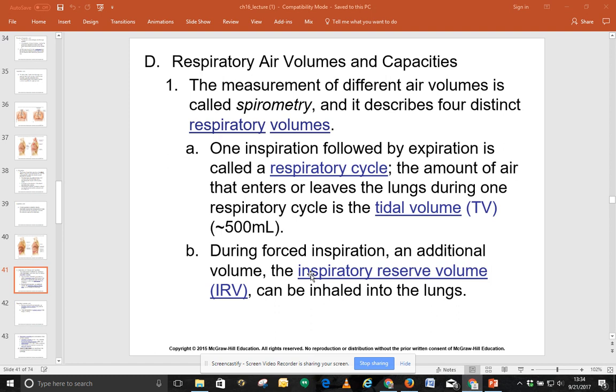During forced inspiration, the additional volume, or the inspiratory reserve volume, can be inhaled into the lungs. So if you're all sitting there, and I'm all hoping you are, if you take an extra deep breath and pull those lungs apart, take a big deep breath, that is called inspiratory reserve. That is above your tidal volume. That is reserve volume that's there if you need it, if you're running or get excited or whatever. But we call that an IRV, or inspiratory reserve.